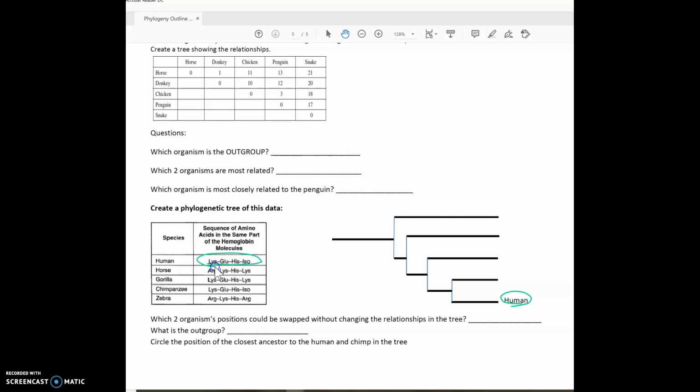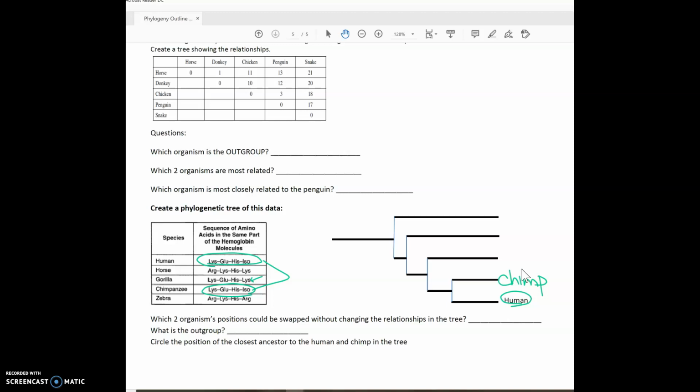So let's take a look. Here's the human. Let's see who's the closest to the human. When I look, I notice immediately that the gorilla only has one difference from the human. But then I see the chimpanzee, and they're actually identical to the human. So that would mean that the chimp needs to be the closest relative. Now, one way to go about this next is to ask, who seems to be the most closely related after that?